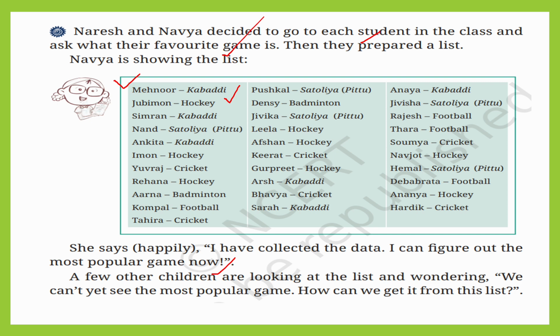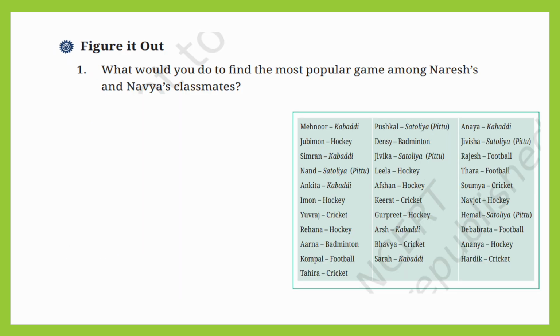A few other children are looking at the list and wondering, we can't yet see the most popular game. How can we get it from the list? The other children asked. Figure it out. What would you do to find the most popular game among Naresh and Navya's classmates?